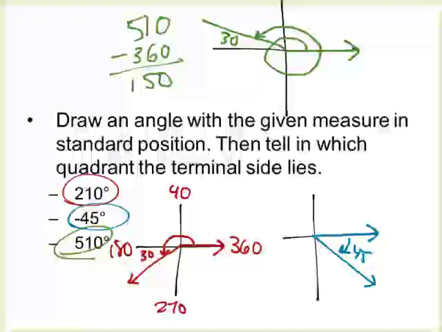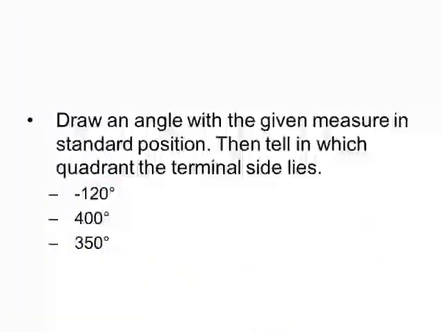Always begin at the positive x-axis, go around counterclockwise for a positive angle, clockwise for a negative angle, and if you go more than one circle, draw a spiral to show how you really went. Questions? Graph the next three.